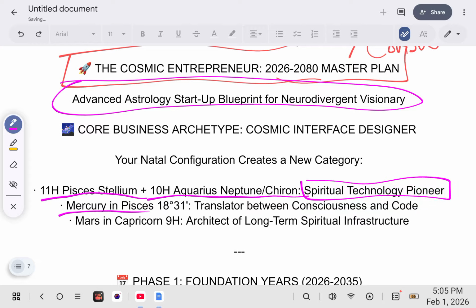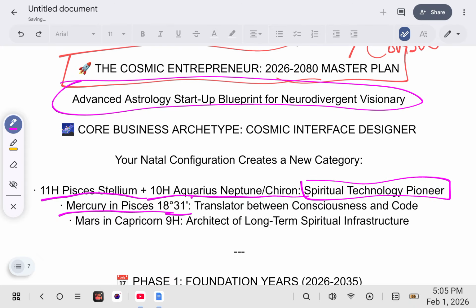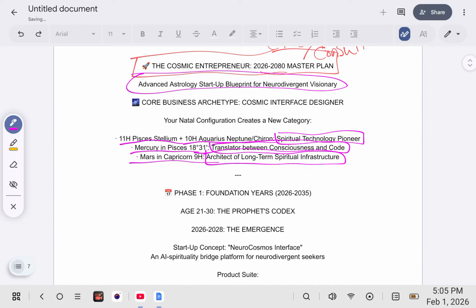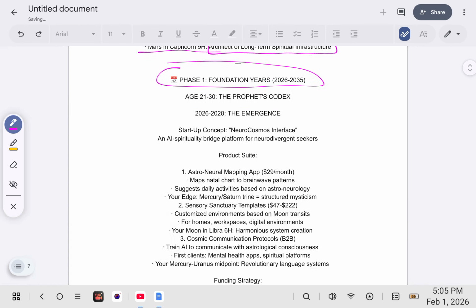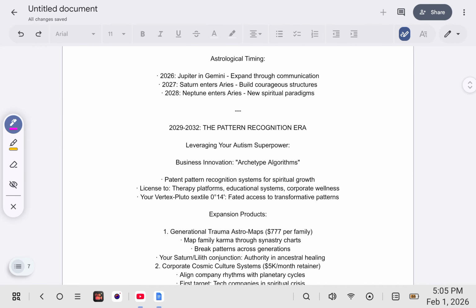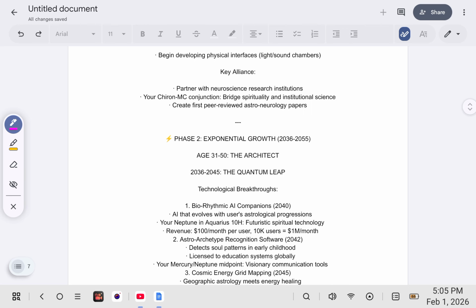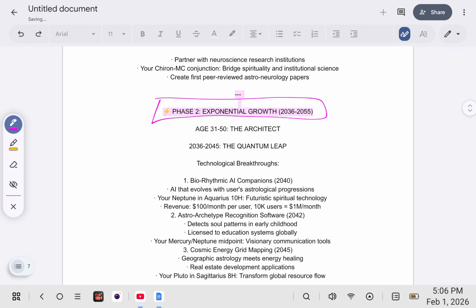I have a Mercury in Pisces, 18 31 degrees. I'm a translator between consciousness and code. Mars in Capricorn is in the 9th house for me, an architect of long-term spiritual infrastructure. Here's the first phase, the foundation years. And not just that, we also have, obviously we have more. The second phase is exponential growth.